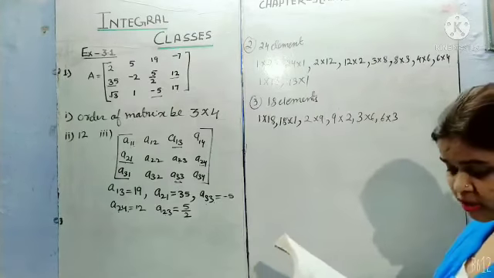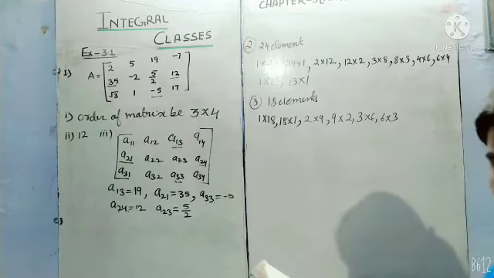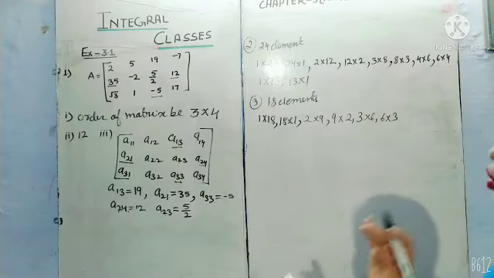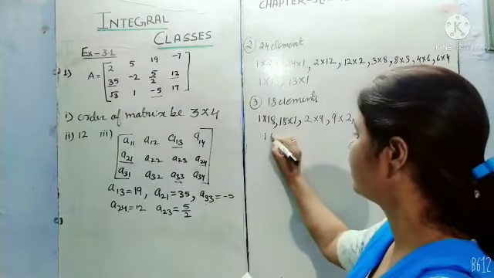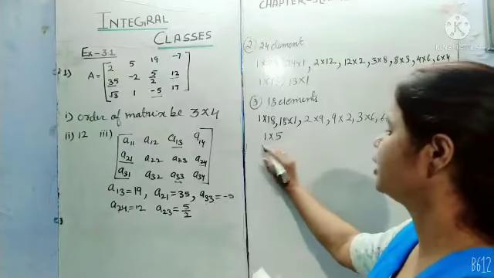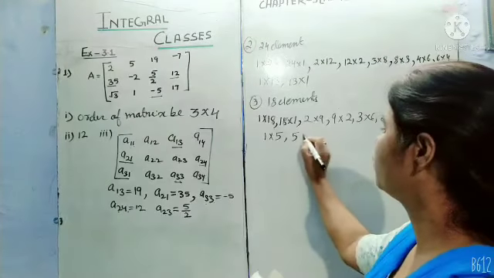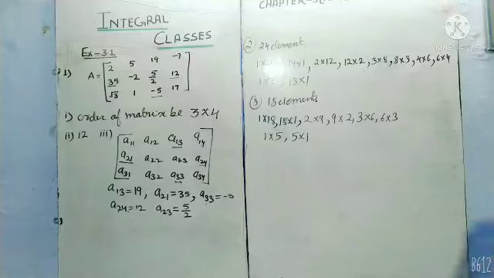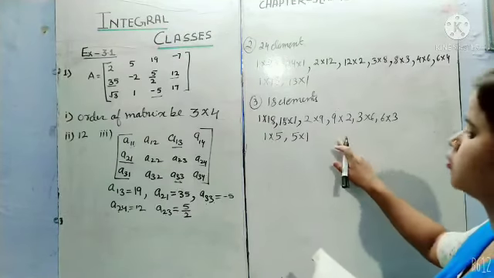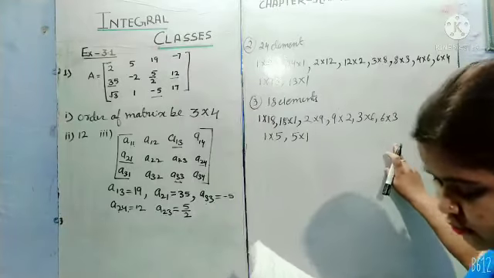Now the question is, what if it has 5 elements? So student, 5 is a prime number. So we know that if the number of elements is a prime number, then only two orders are there, 1 into 5 and 5 into 1. So now question number 3 is also completed here.